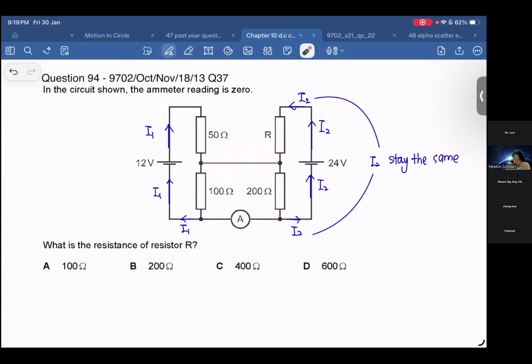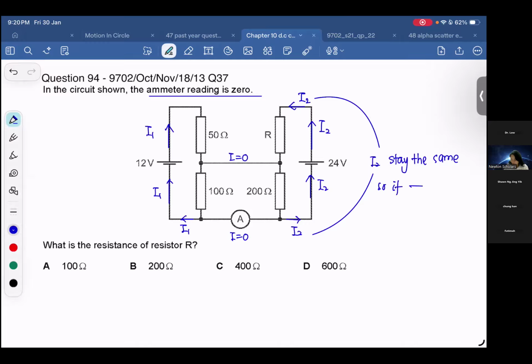So at here, the thing I want to emphasize is that I equals 0 for the ammeter. Here the ammeter reading is 0. I equals 0 means nothing to split at here. If here is like this, that means this upper part, I also equals 0. Nothing to split up. So the I1 comes at here, nothing to split out, and then goes back. If you got something at here, you wouldn't be able to obey Kirchhoff's first law. So this one, I2 stays the same at here.